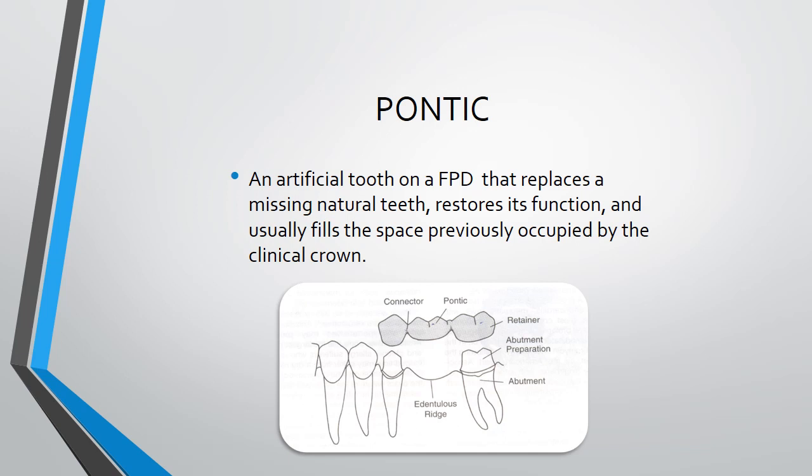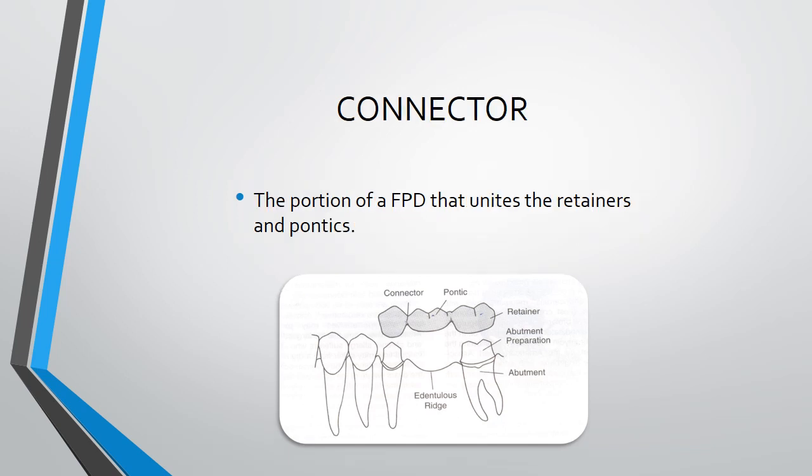Whereas pontic is defined as an artificial tooth on a fixed partial denture that replaces a missing natural tooth or restores its function and usually fills a space previously occupied by the clinical crown. Whereas connector is defined as that portion of a fixed partial denture that unites the retainer and pontic. So all these three components, connector, pontic and retainer, are collectively called a bridge or the fixed prosthesis.